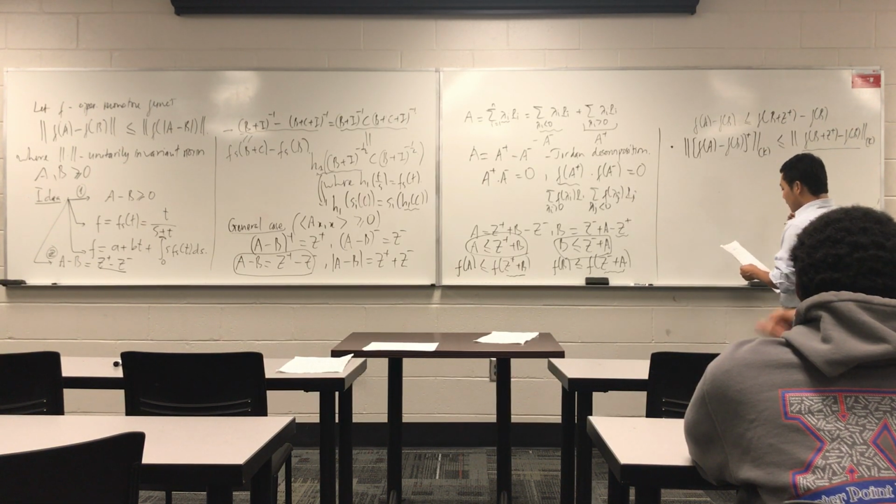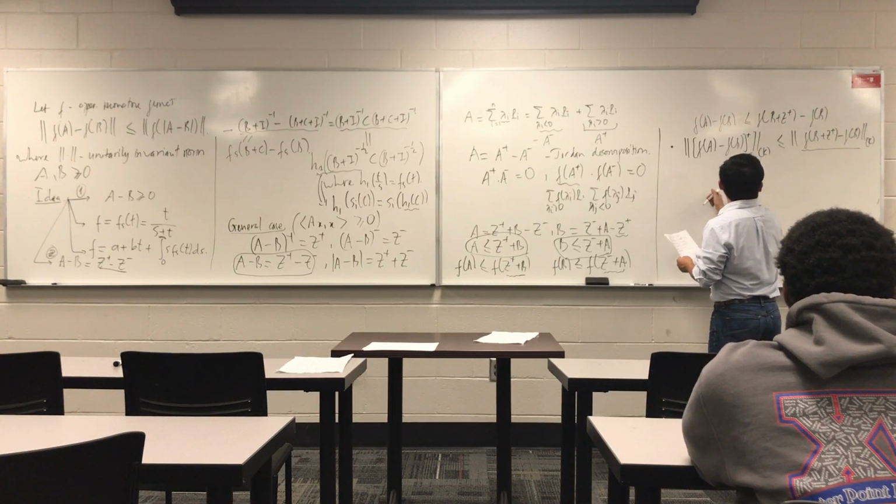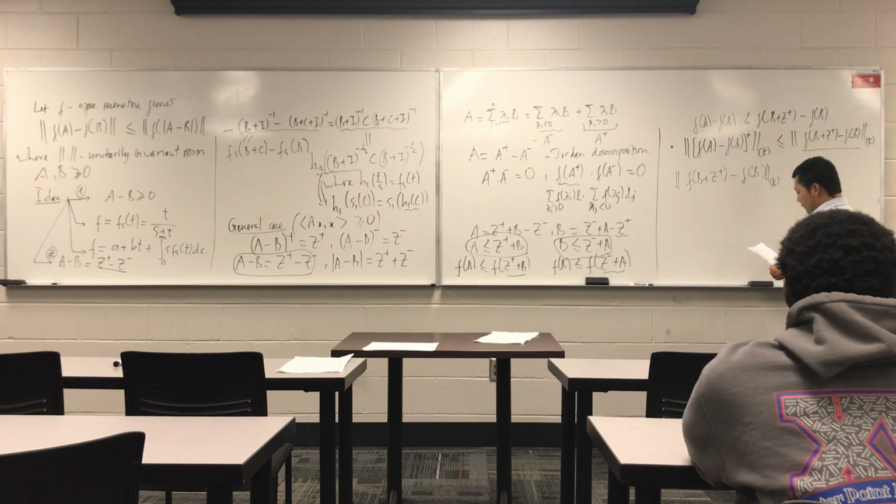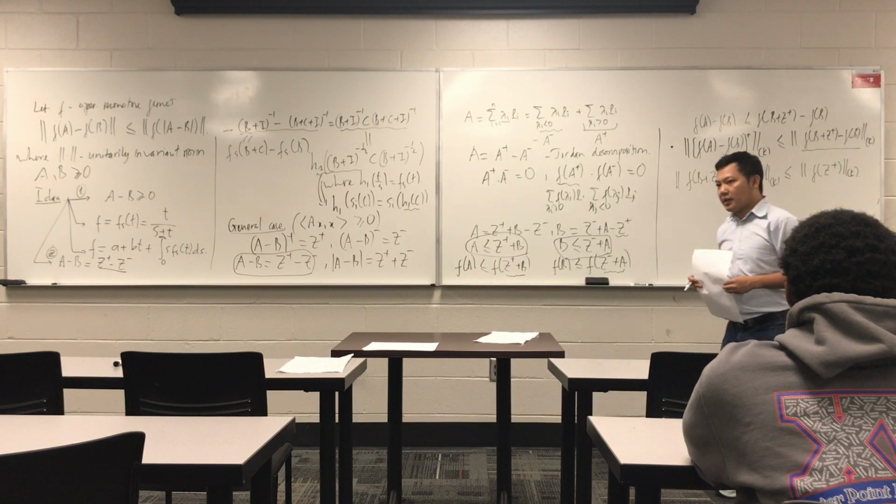What's next? We do the same thing for that, and we see that the Ky Fan norm of f of B plus Z plus minus f of B is less than or equal to the Ky Fan norm of f of Z plus. Why do we have that?